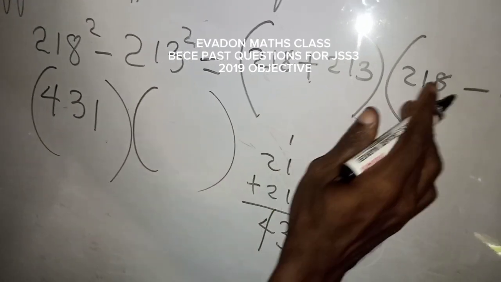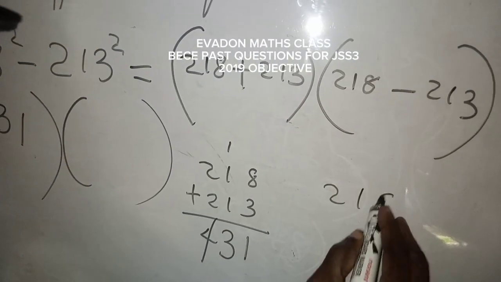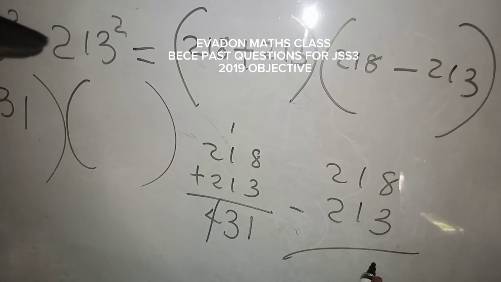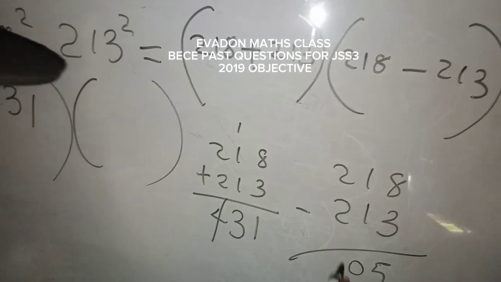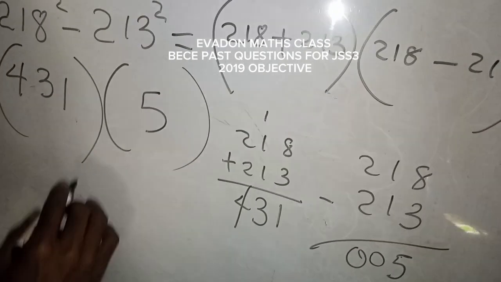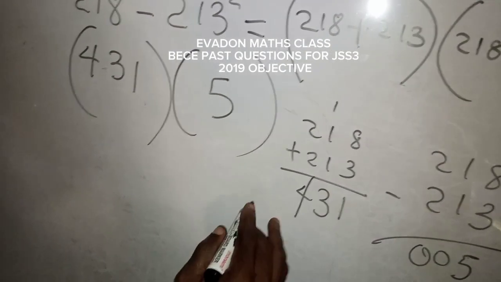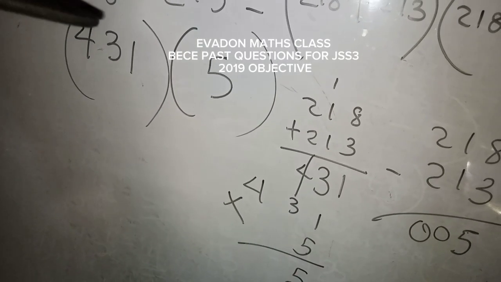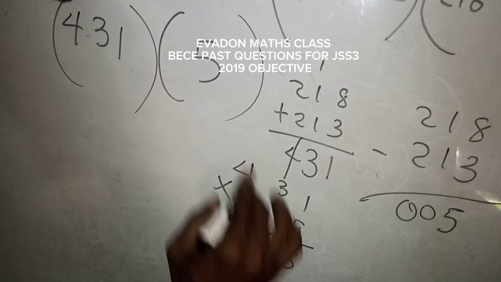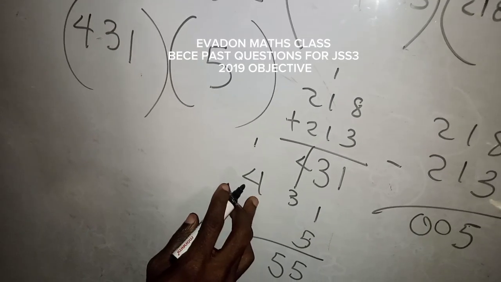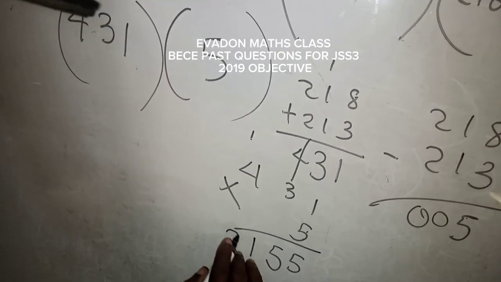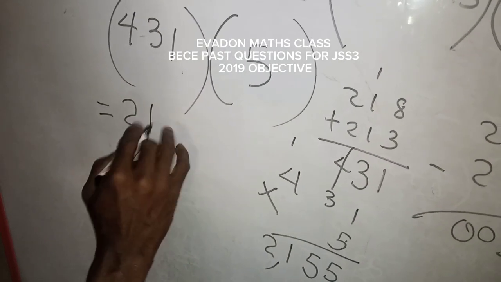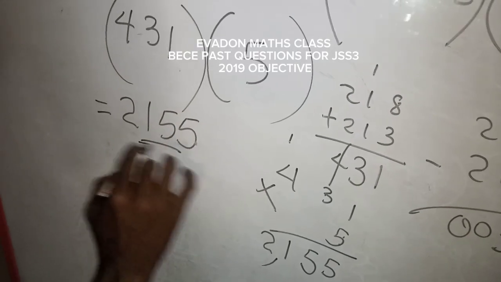Multiplied by what? 218 minus 213: 8 minus 3 is 5, and then 0, and 0. So we have 5. We now have 431 times 5. 5 times 1 is 5, 5 times 3 is 15, put down 5, carry 1. 5 times 4 is 20, plus that 1 is 21. So we got 2,155 as our final answer.